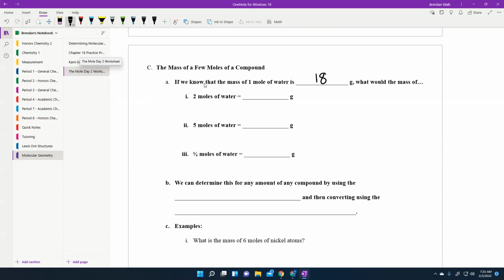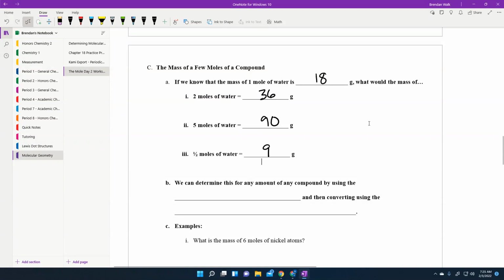And then it says, what would the mass of, say, 2 moles of water be? And hopefully it makes sense. All we have to do is multiply that by 2. 36, not 26. 36. Well, if we want to know the mass of 5 moles of water, we would multiply by 5. 5 times 10 is 50, plus 40 is 90 grams. If we want to know half of a mole, we cut this number in half. This 18 gets cut in half. That's 9.